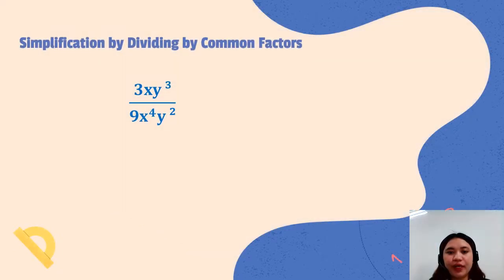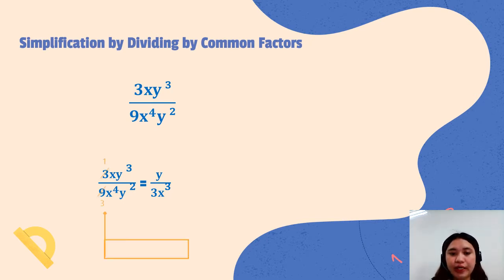We have 3xy raised to 3, or y cubed, all over 9x raised to 4 and y squared. First, we have 3 and 9. The common factor of 3 and 9 is 3. So they are both divisible by 3. 3 divided by 3, we have 1. 9 divided by 3 is 3. So we have 1 and 3.